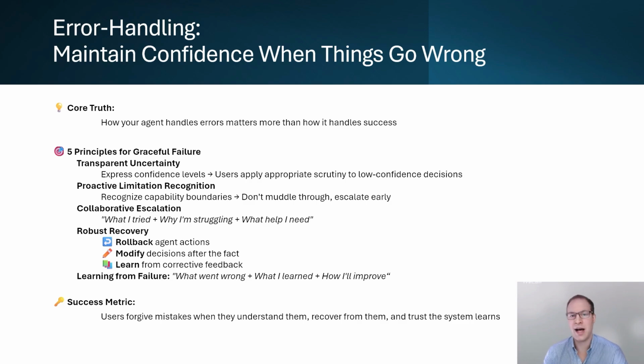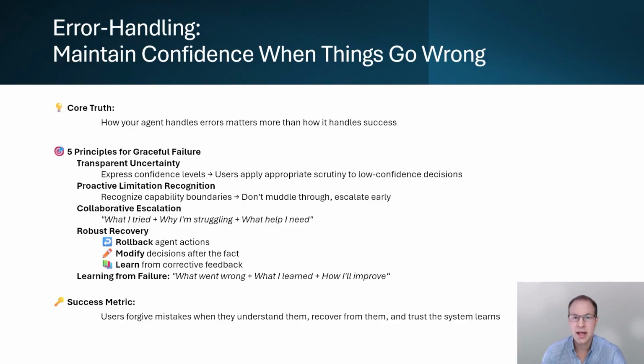They have to allow you to roll back agent actions, modify agent decisions after the fact, and provide corrective feedback that prevents similar errors in the future. Clearly, from the discussion about recovery, this influences how you design your whole interaction and which part of the workflow you actually can execute with agents.